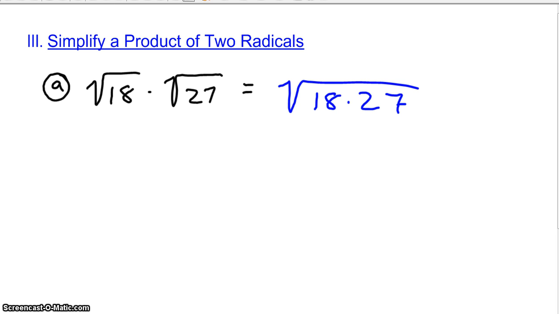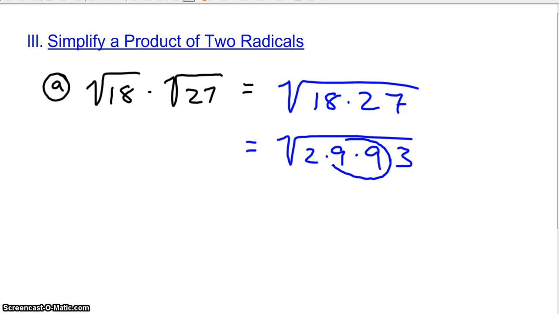And now we're looking for perfect squares, right? So what factors do 18 and 27 have in common? 9, right? So we could write 18 as 2 times 9 and 27 as 9 times what? 3. Good. Okay, so what do we have? What is this large perfect square factor in the radical here? Do you see it? Lauren? 9 times 9. Good. 9 times 9 is what?